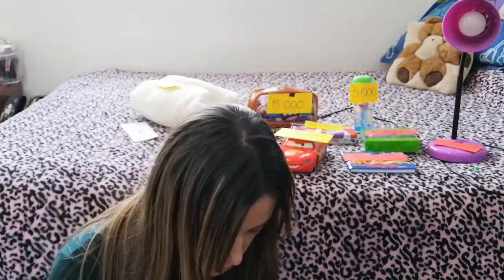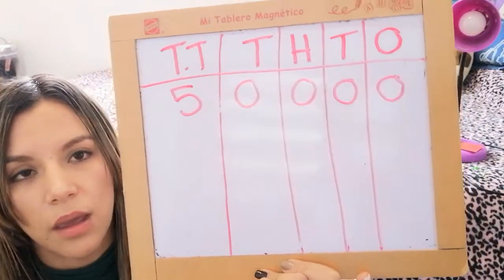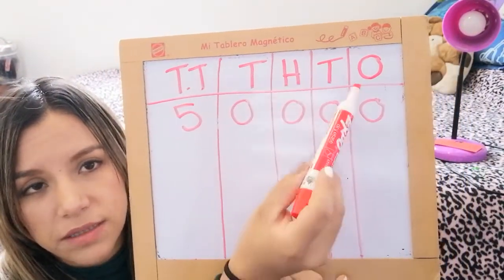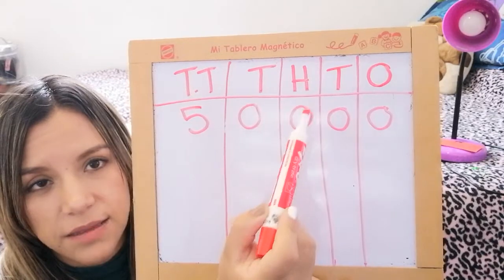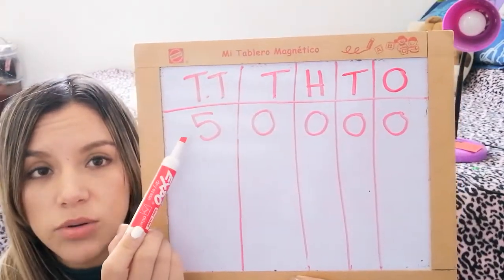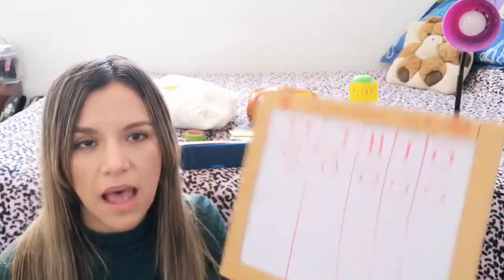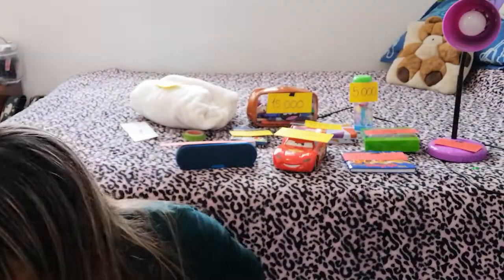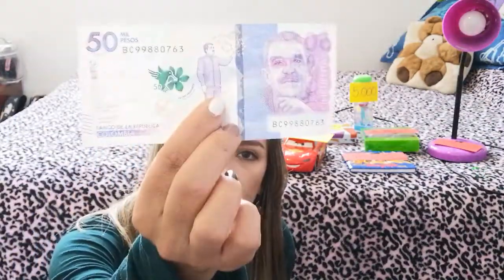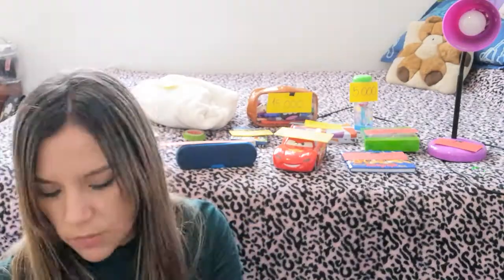Let's see. It looks like 50,000. Look, it has 0 units on the ones, 0 on the tens, 0 on the hundreds, 0 on the thousands, but it has 5 units in the 10,000s. That is 50,000. Now let's go with the next one. What color was the 50,000 pesos bill? It's purple. Yes.